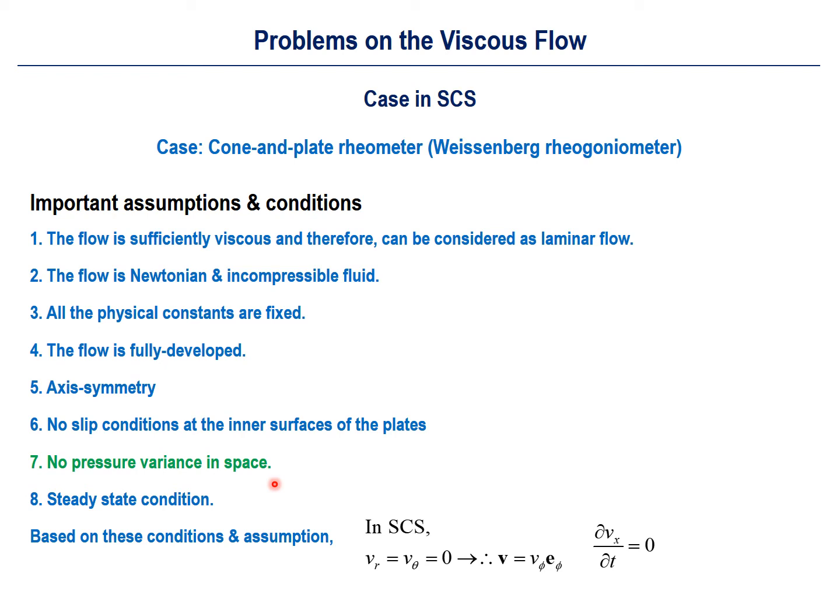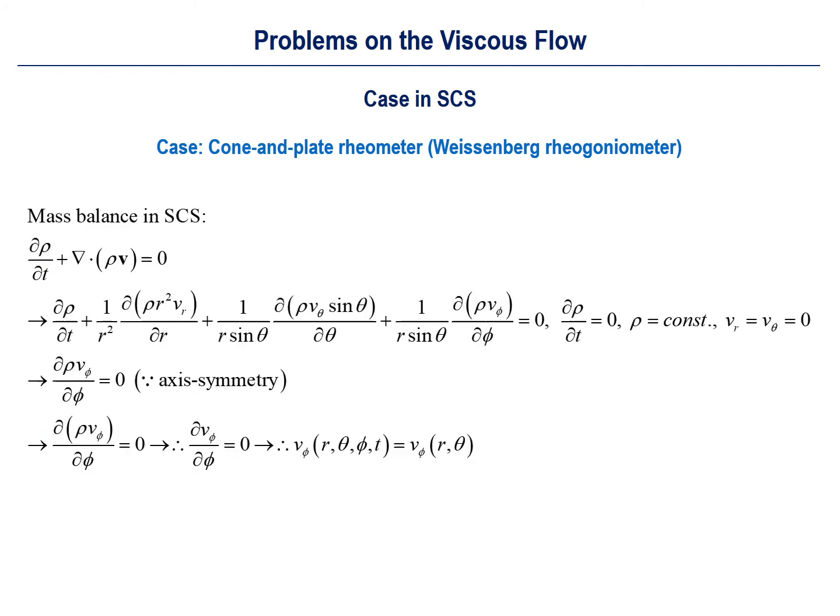SCS. Based on these conditions and assumptions, we can say that the velocity components in the radial and polar angle directions are 0. It means that the velocity component is a function only in the azimuthal angle, the phi direction here. And for the steady state condition, there will be no time dependencies for the velocity components. Okay. The first step, let's look at the mass balance, or continuity equation, in SCS.